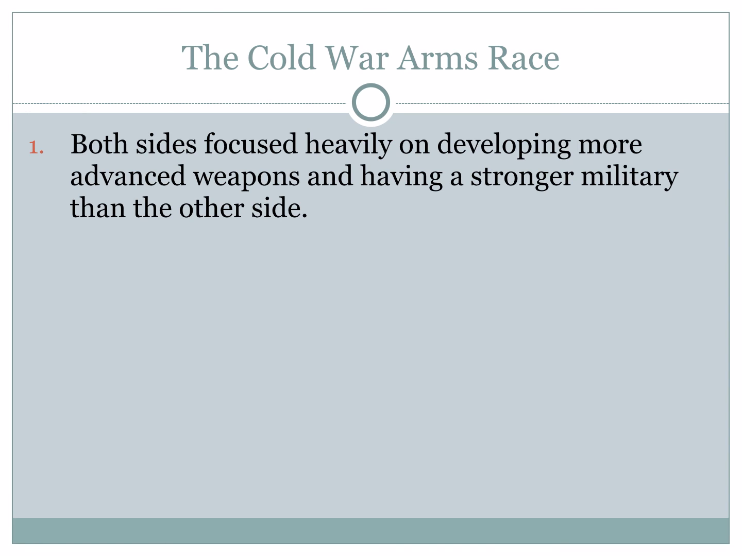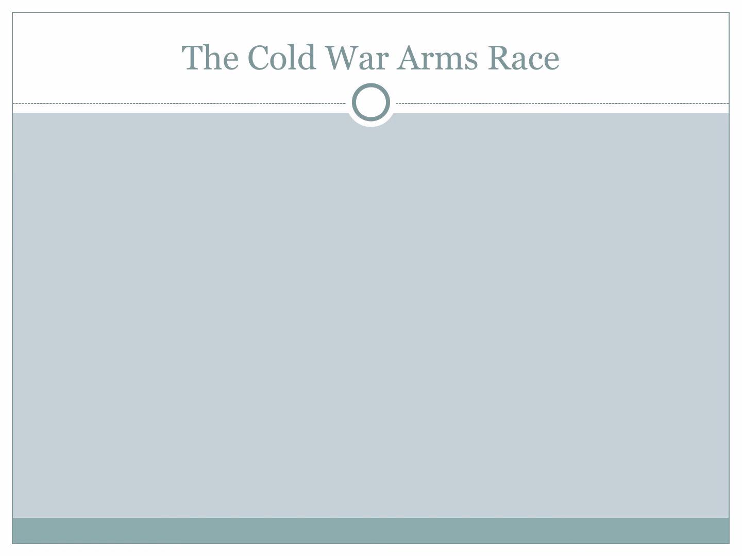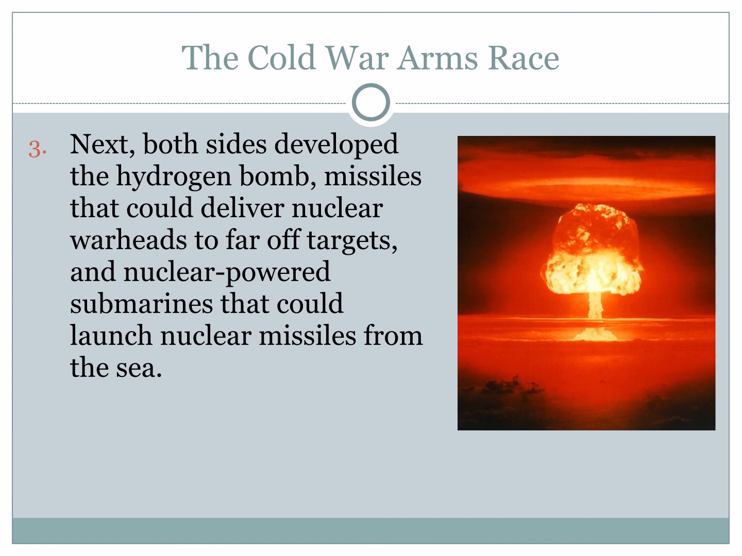So we know that the United States was the first to develop atomic weapons. But by 1949, the Soviets had matched. They had tested their first atomic bomb. So next, both sides worked to develop a hydrogen bomb, which is even more powerful. And then both sides worked to develop missiles that could deliver nuclear warheads to targets that were farther and farther and farther away. And then they worked to develop nuclear-powered submarines that could launch nuclear missiles from the sea.